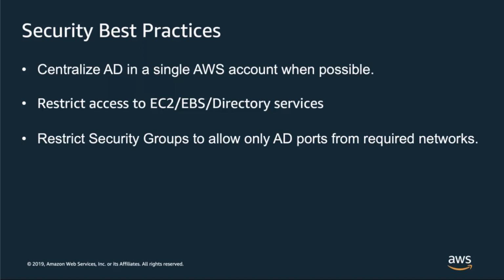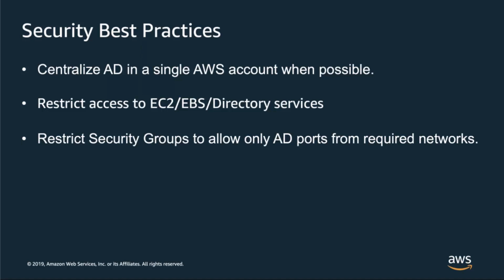Restricting security groups. So you all are aware of security groups and how they help filter traffic to all your EC2 instances. We want you to use security groups to allow only the Active Directory ports that are required, and only from the required networks. Well, what does that mean?